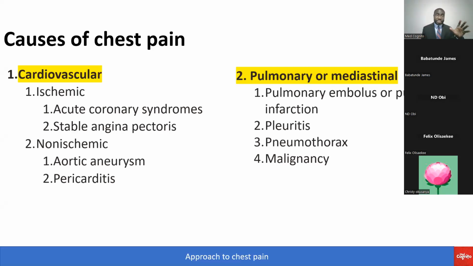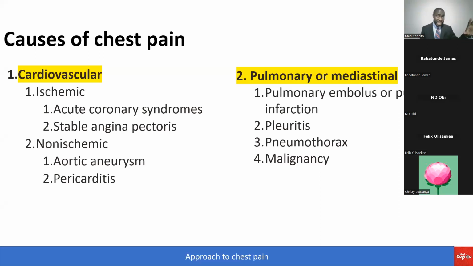Okay, so now let's look at the pulmonary causes or mediastinal causes. So pulmonary embolism. So Dr. Akano, that was what I was referring to. So pulmonary embolism or pulmonary infarction, okay? And then pleuritis, for whatever reason, maybe the patient had a chest infection and has now developed some pleuritis, pneumothorax, and it can be simple pneumothorax or tension pneumothorax. And it can also be a lung malignancy like lung cancer as well.